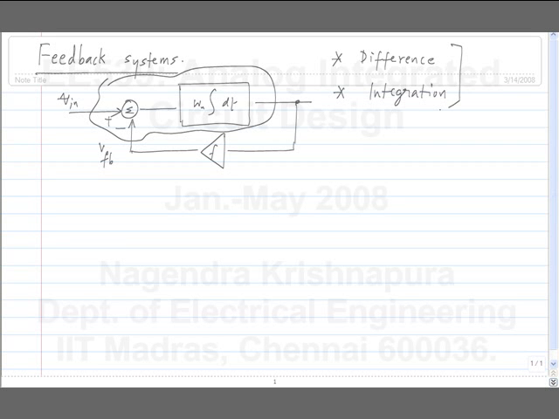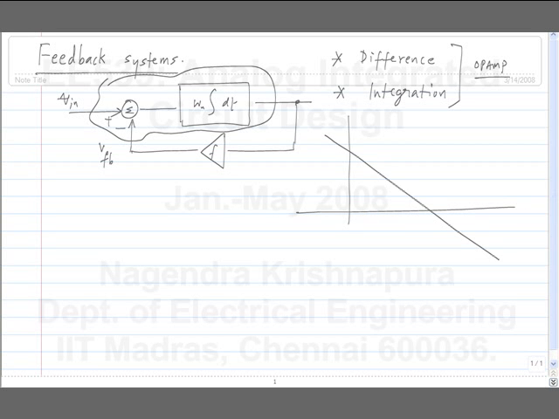So, if we have a block that does these two functions, we can use that in a feedback system and make a feedback amplifier out of it. And the combination of these two is what is an Opamp. An Opamp is trying to do this. It's trying to get you the difference and the integrated version of that difference. We also saw that there are a number of non-idealities associated with it.